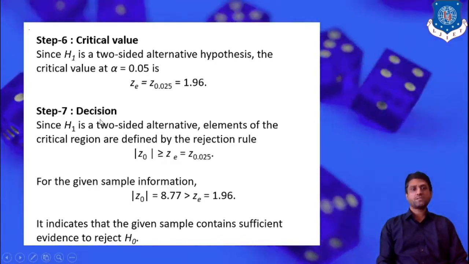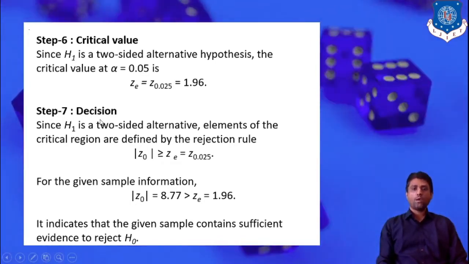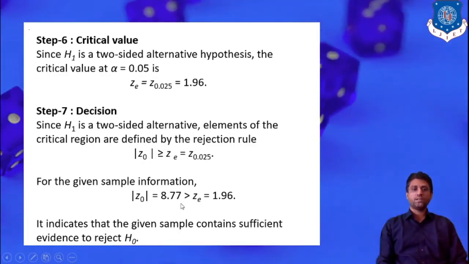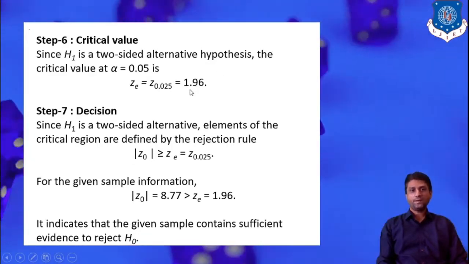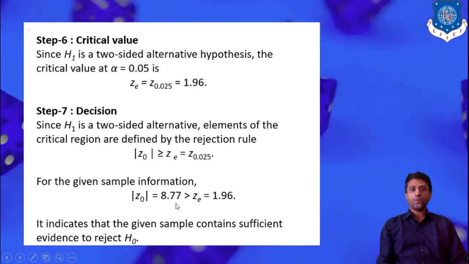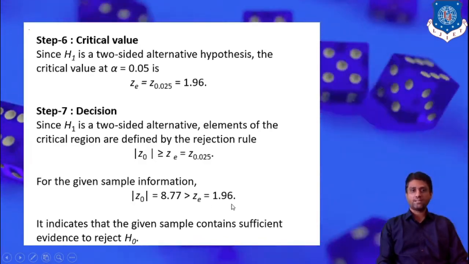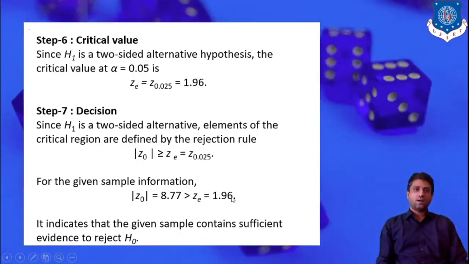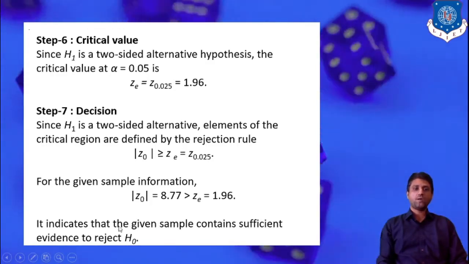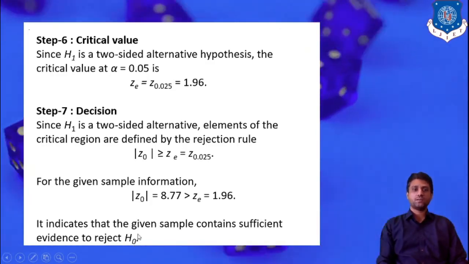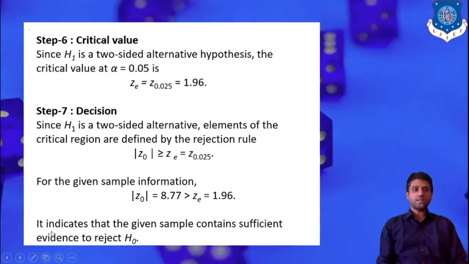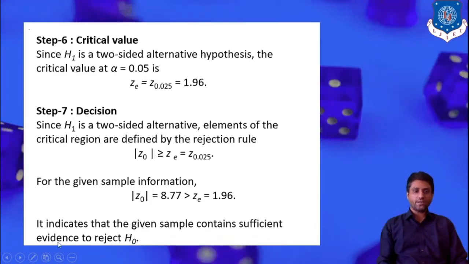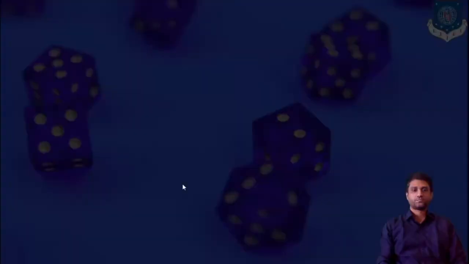Now finally step number 7: we have to give our decision whether the null hypothesis is rejected or not rejected. The Z observed value we calculated is 8.77 and the Z experimental is 1.96. So definitely 8.77 is greater than 1.96. This condition is satisfied, that is, we find too much evidence against the null hypothesis. That's why we say that the null hypothesis, H0, is rejected. More precisely, the given sample contains sufficient evidence to reject the null hypothesis.